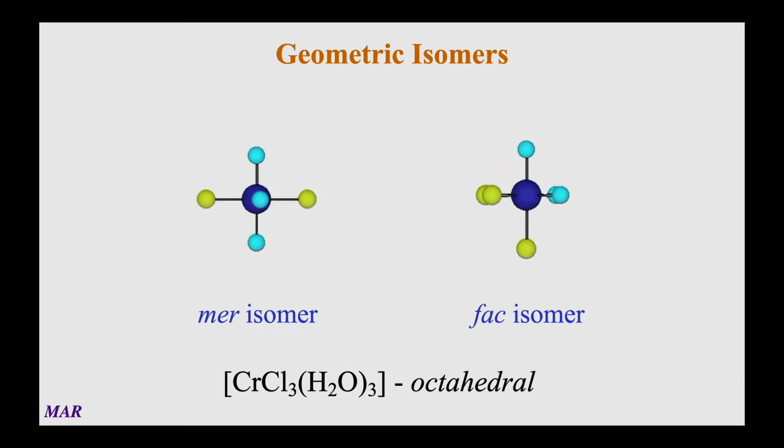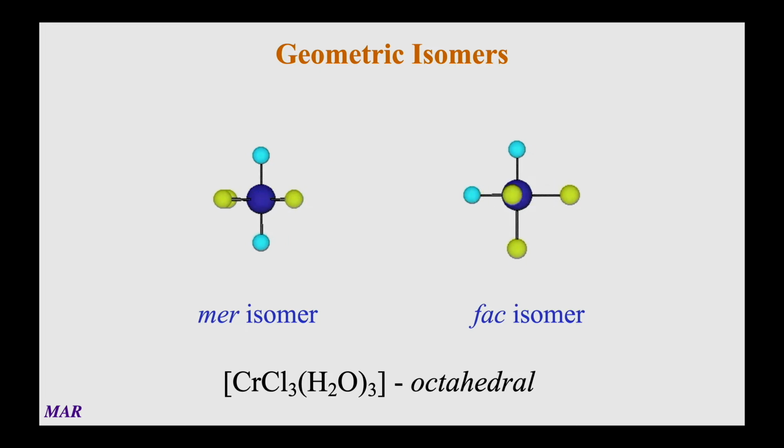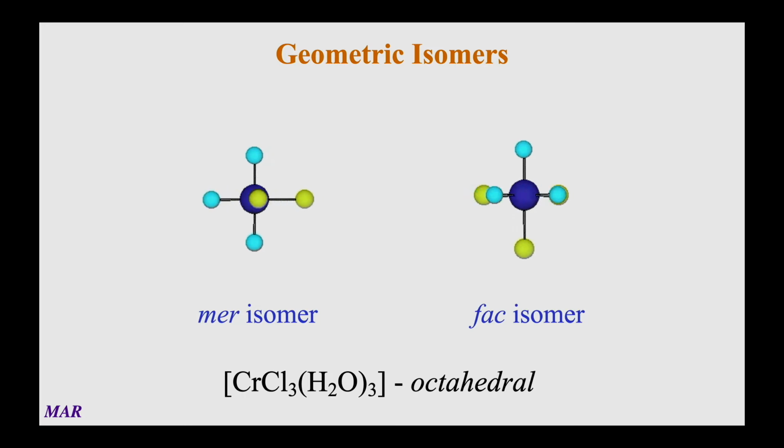Mer and fac are new players on the block, and mer and fac happen when you have three atoms that are the same around an octahedral center. So both these molecules listed here have a dark blue central atom, three light blue atoms, and three yellow atoms. If you look at the left one, the mer version, which comes from meridional apparently, two sets of atoms are 180 degrees from each other.